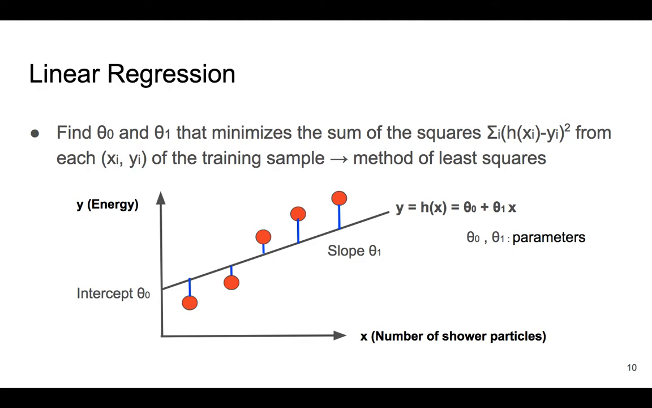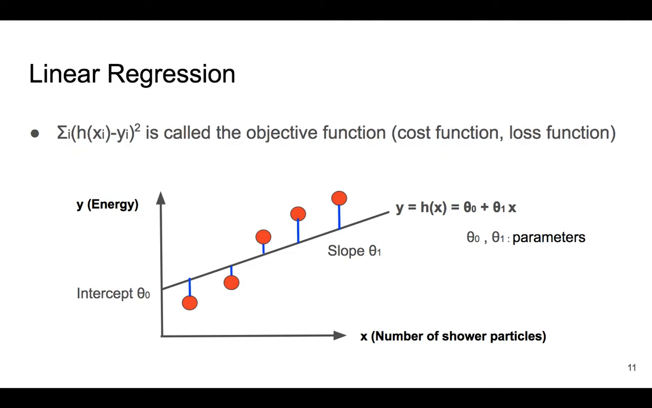Mathematically, we fit the line by finding the parameters theta 0 and theta 1 that minimize the sum of squares of each blue line, the difference of y values from the line h of x and the true y values yi from each point xi, yi of the training sample. That's sometimes called the method of least squares. The function sum of squares is called the objective function, or sometimes cost function or loss function for the regression. This is the function we need to optimize or minimize for the regression.